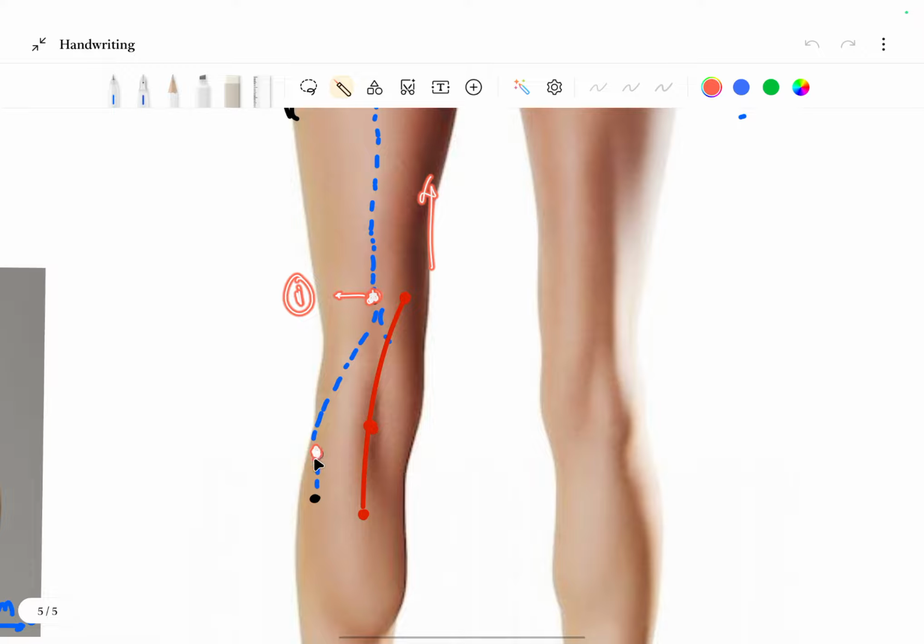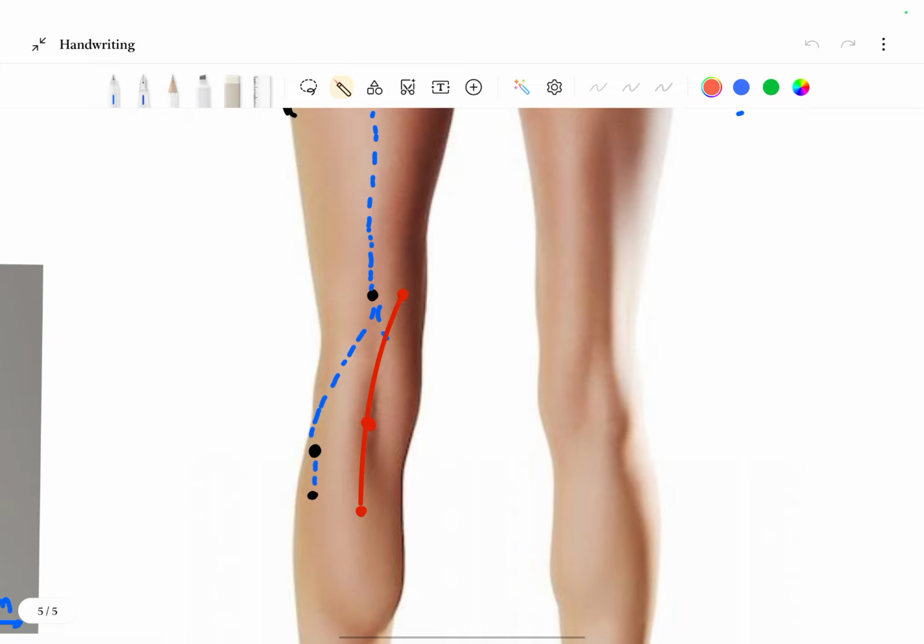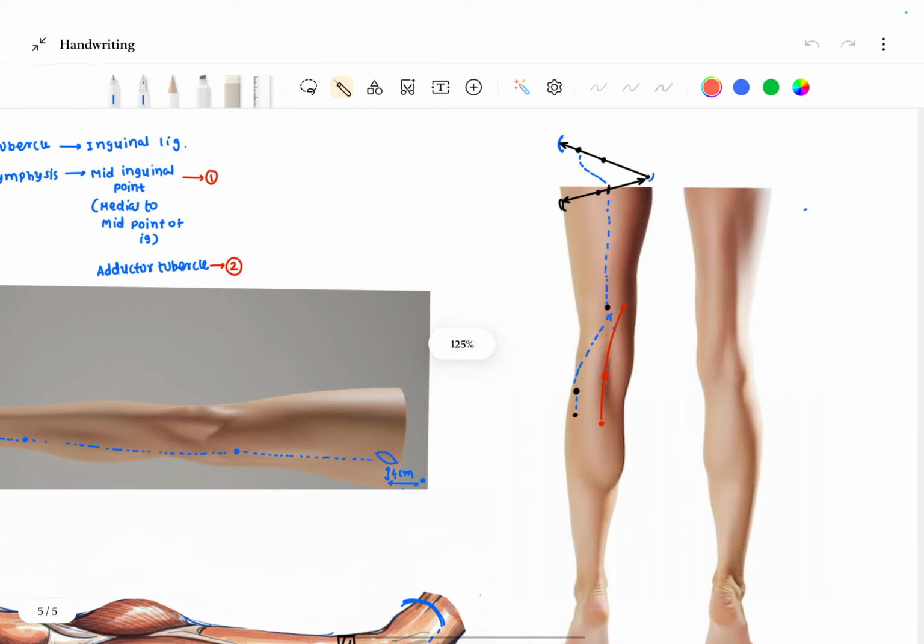Then, behind, you feel the head of the fibula just below the knee, at the lateral side of the leg. This will be the second point of the common peroneal nerve. Just below the head you will feel the neck of the fibula. So all these 3 points will join and form your common peroneal nerve. Do you get it?